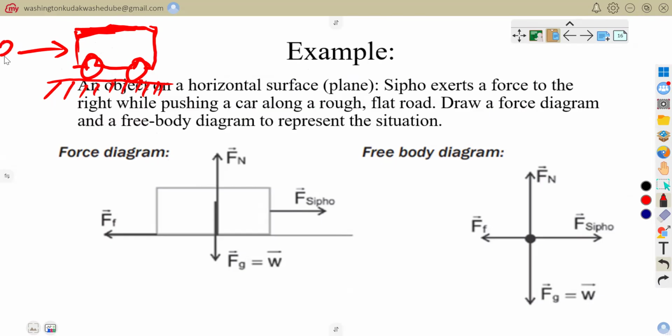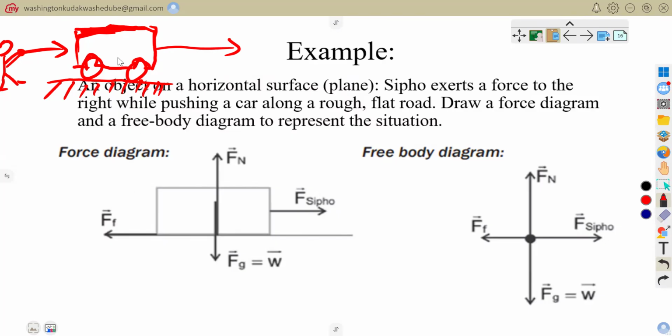So this is Sipho. You know how we usually draw our people. And Sipho is pushing towards that cart or else that car. So they said draw a force diagram and a free body diagram to represent that situation. This is the force diagram that they drew because you are going to have an applied force due to Sipho. This is Sipho's force. And then you are going to have friction due to the roughness of the surface. So this is the frictional force.